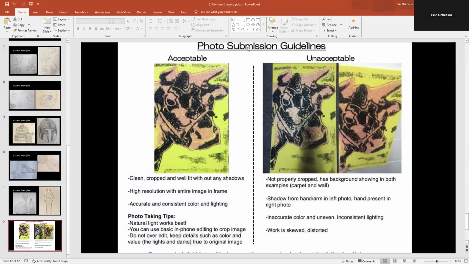As always, good photos are the easiest way for me to see those images and give you a good grade. So take that extra second, make sure they're well lit, and we'll go from there.